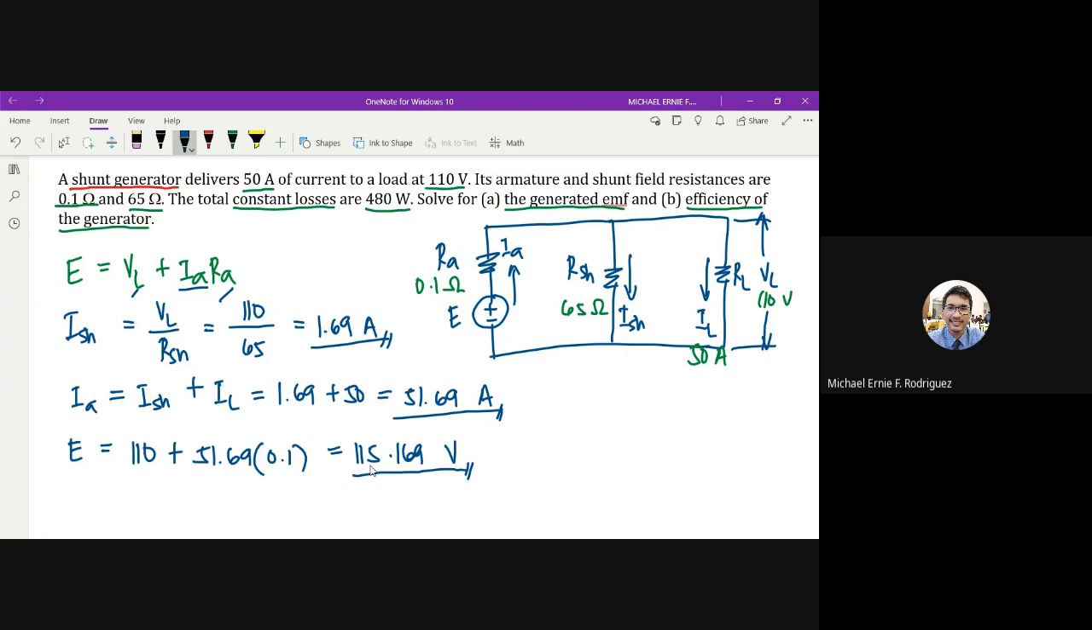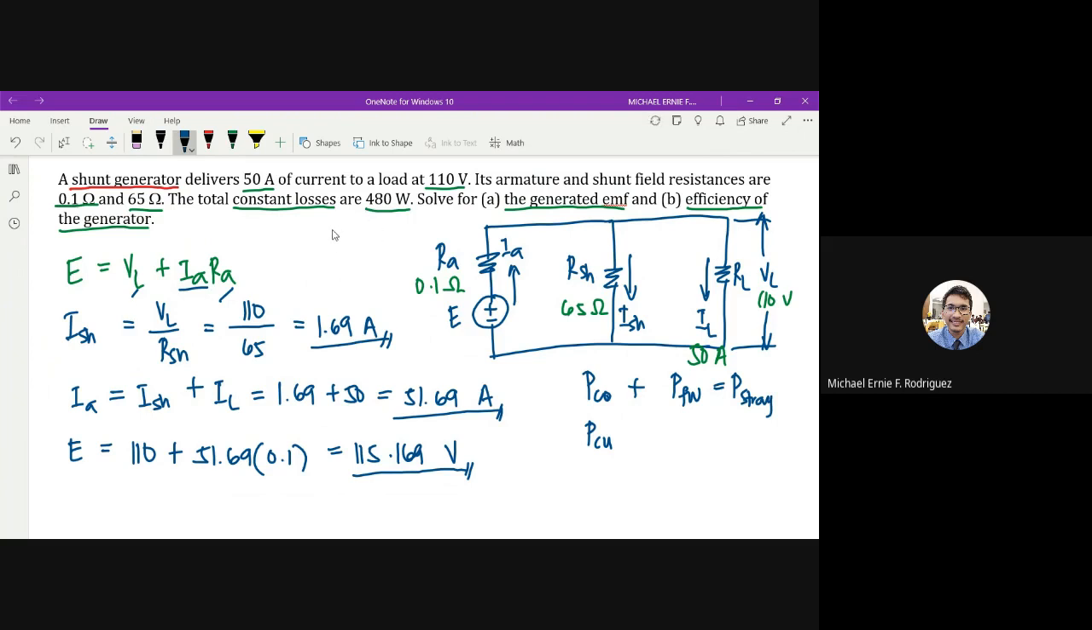Doon tayo sa pag-solve ng efficiency. That is for letter B. So, sa efficiency natin, di ba? Sabi natin we have core losses. We have copper losses. Okay. We have friction, windage losses. Pag pinagsama natin itong dalawang to, okay, that is your stray losses. Okay? So, ang nabanggit na ang binigay na losses dito sa problem na to is 480 watts.